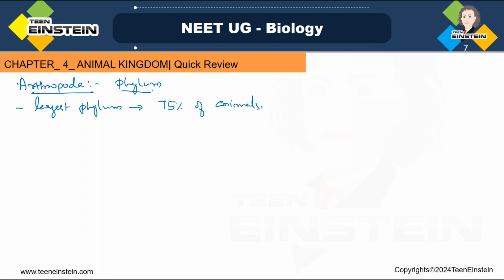Okay. And here we can say these are free living forms, aquatic forms, which may be marine or freshwater, terrestrial forms, and parasitic forms are also there. Clear?